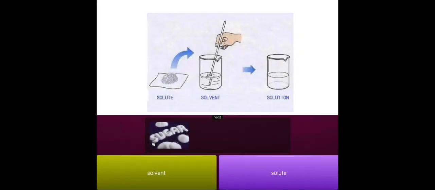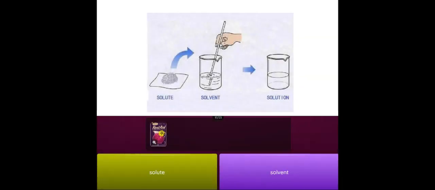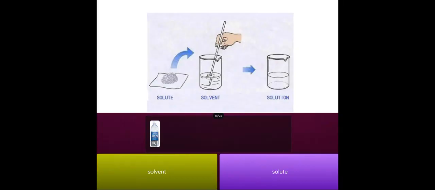Number 16, sugar. Is sugar going to be the solvent or the solute? All right, sugar is going to be the solute. Okay. Is Kool-Aid mix, the powder, going to be a solute or a solvent? The powder is going to be a solute. What about water? Is water going to be the solvent or the solute? Water is what we mix stuff with, and that is going to be the solvent.